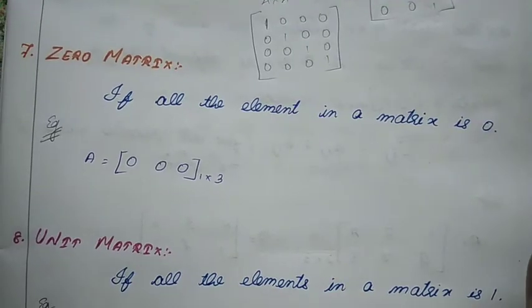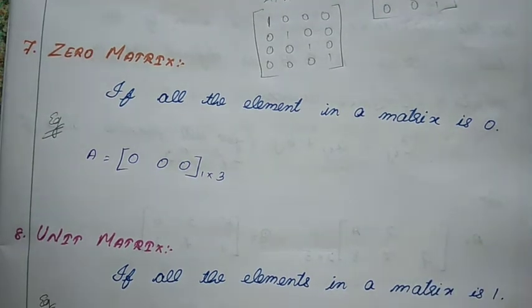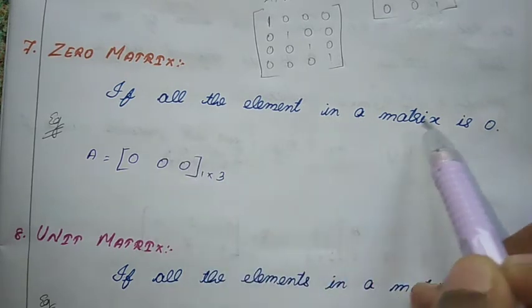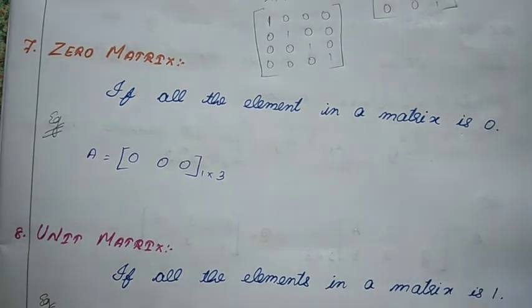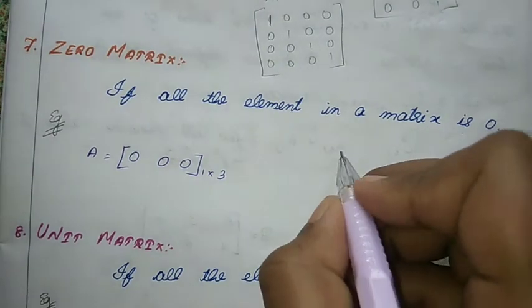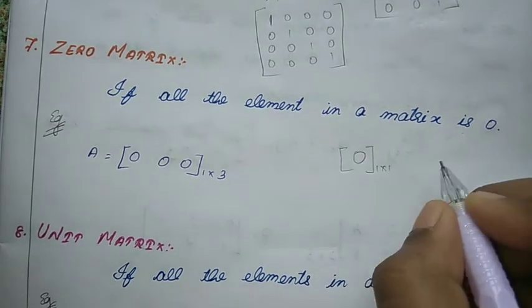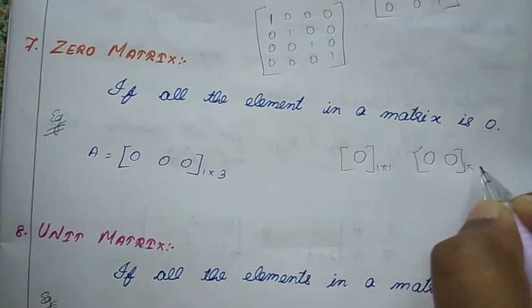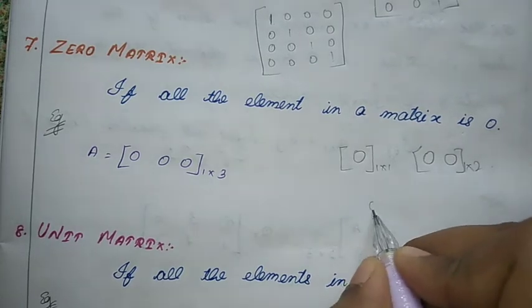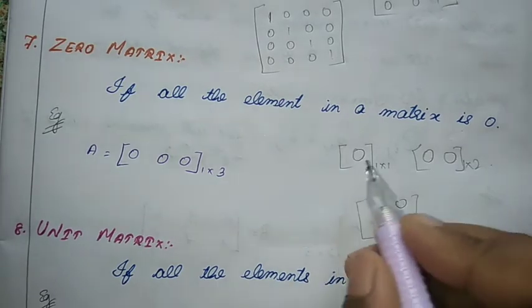Next we will move on to zero matrix. Zero matrix means every element is 0. If all elements in a matrix are 0, then it is called zero matrix. One more important note: 0 is a 1 by 1 matrix. Here I have a 1 by 2 matrix, 0 0, and 0 0 0 0 is a 2 by 2 matrix.